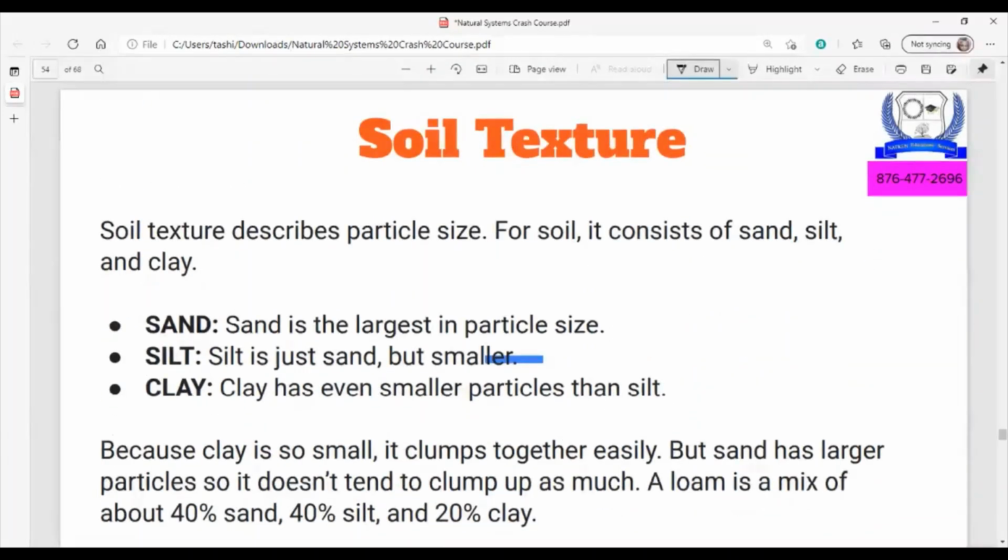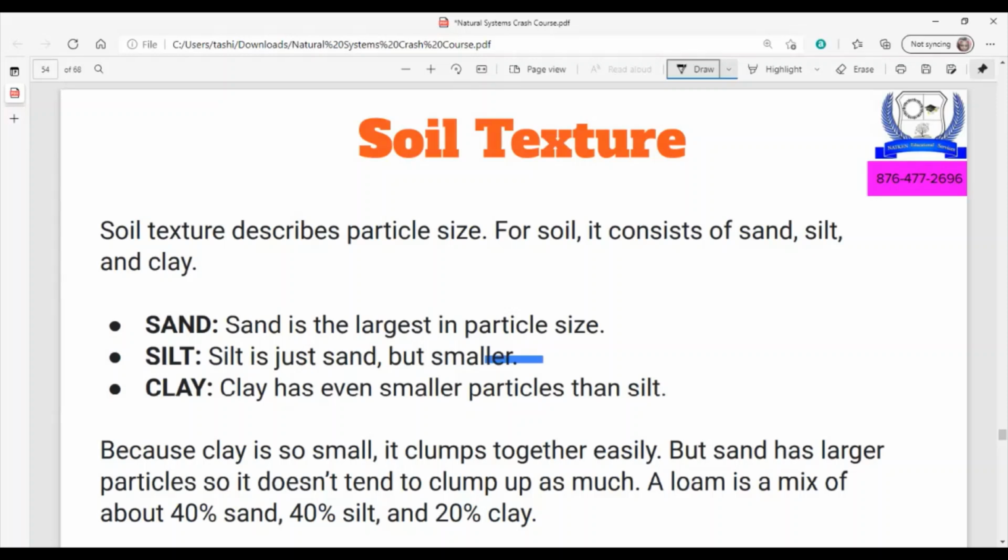Soil texture, when you think of texture, like from primary school, you would think of how things feel. So soil texture describes really the size of the particles that are present. For soil, we can have sand, silt, clay, etc. Sand is the largest in particle size. When you go to the beach, for example, the sand looks extremely fine, but at least you can separate it enough to actually take up one single grain.